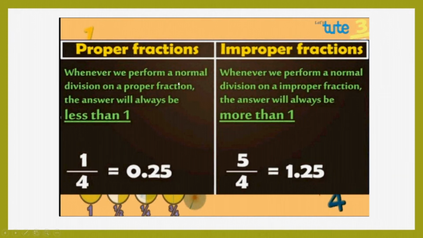Next, whenever we perform a normal division on a proper fraction, the answer will always be less than 1. If you divide 1 by 4, we get 0.25, which is less than 1. Whereas for improper fractions, whenever we perform a normal division, the answer will always be more than 1. Here if we divide 5 by 4, the answer is 1.5, which is greater than 1.